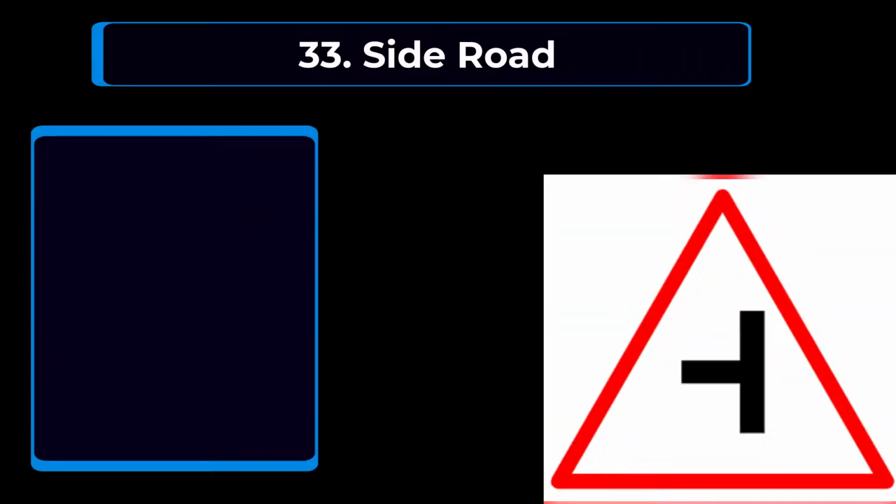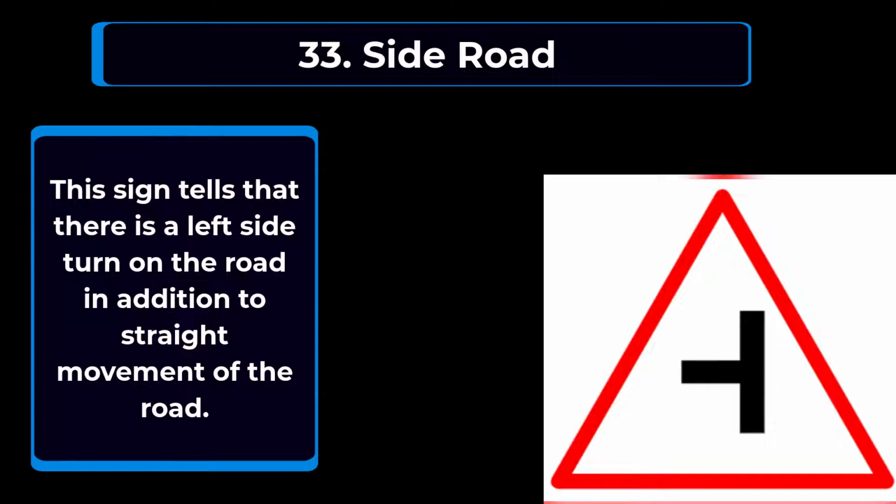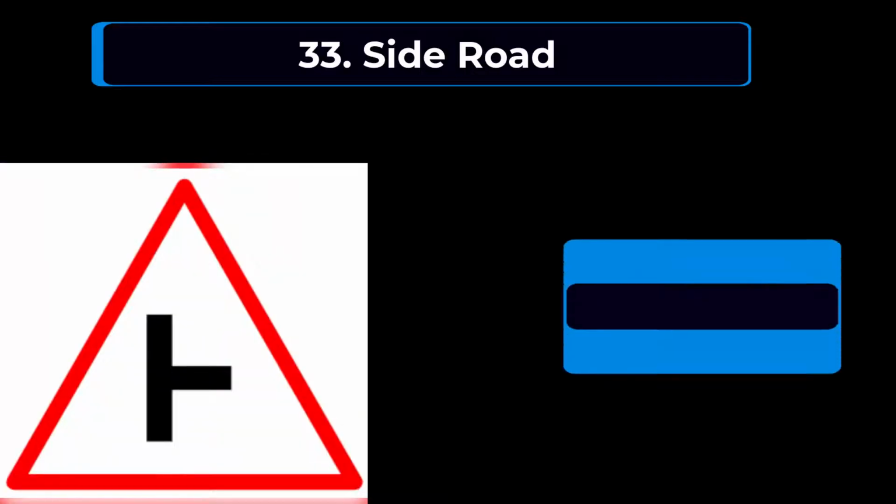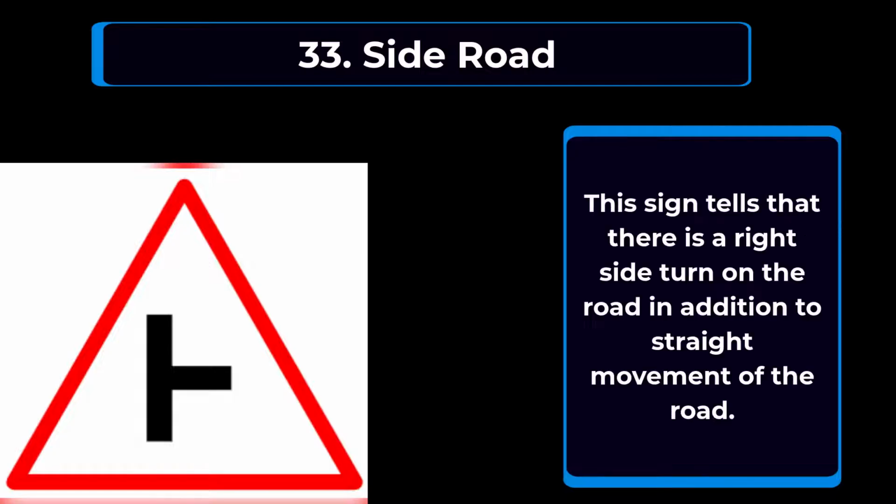33. Side road. This sign tells that there is a left side turn on the road in addition to straight movement of the road. This sign tells that there is a right side turn on the road in addition to straight movement of the road.